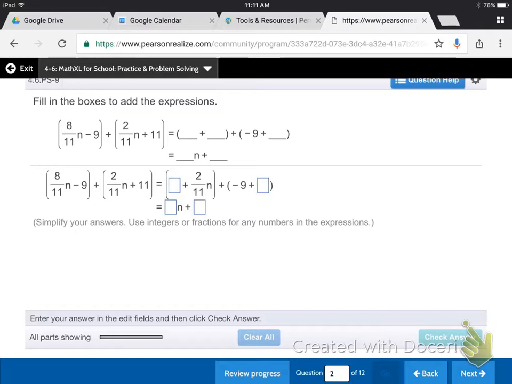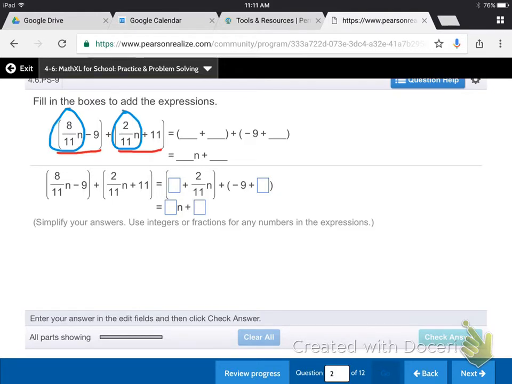Okay, similar problem here. We're going to add the expressions together. It's just that there are some fractions. Don't let it throw you though. What we're adding is 8 over 11n minus 9 plus 2 over 11n plus 11. So we're going to look for the like terms. Can you see them? Is there a like term for 8 over 11n? Is there another term with the variable n? Yes, it is 2 over 11n.